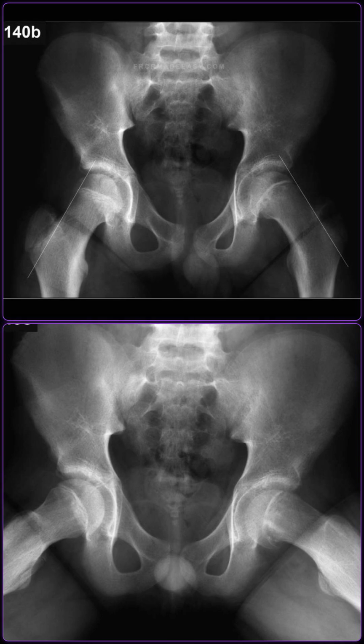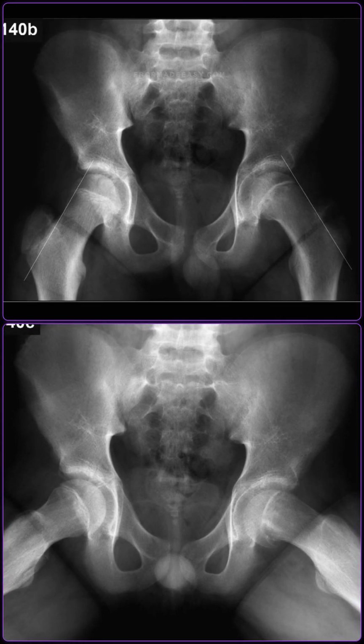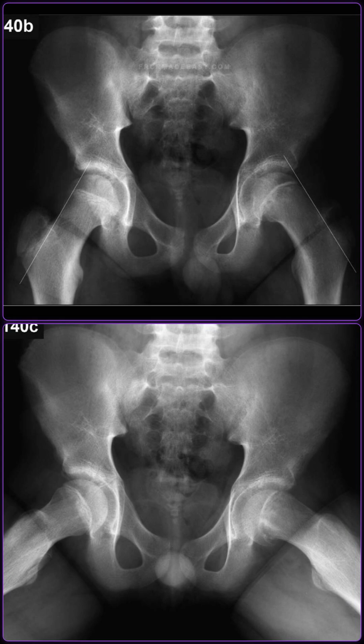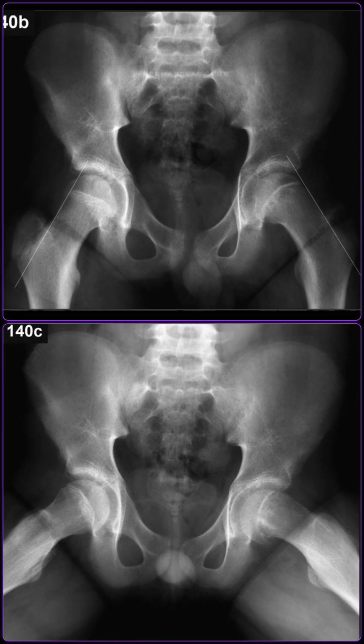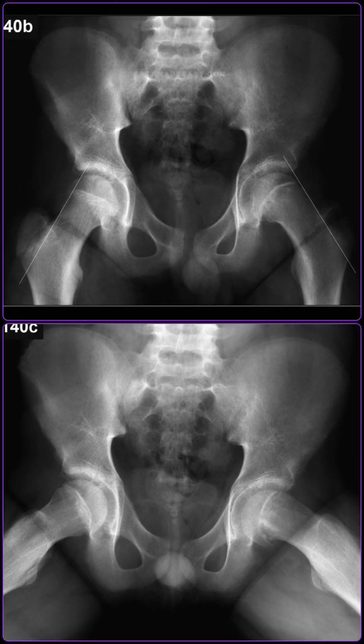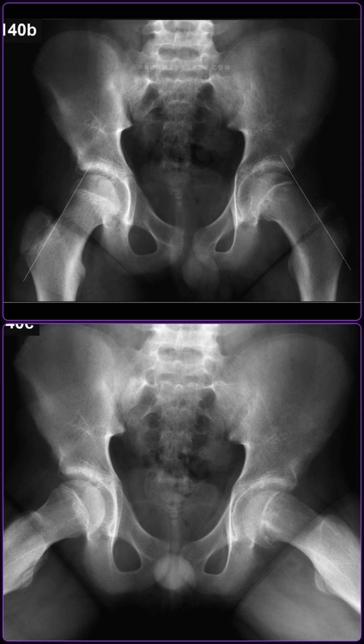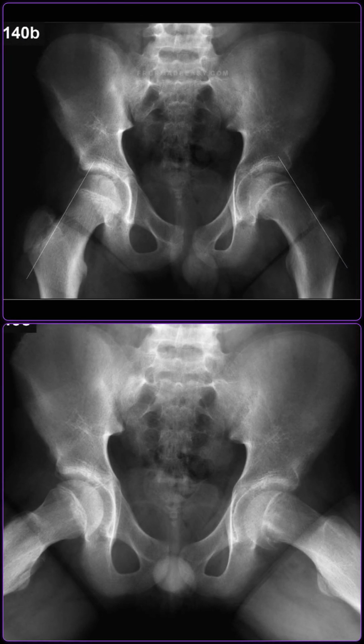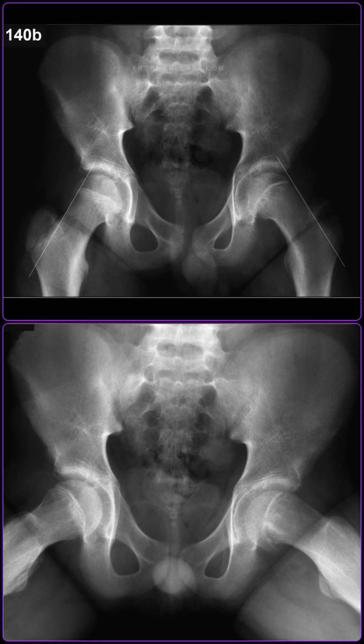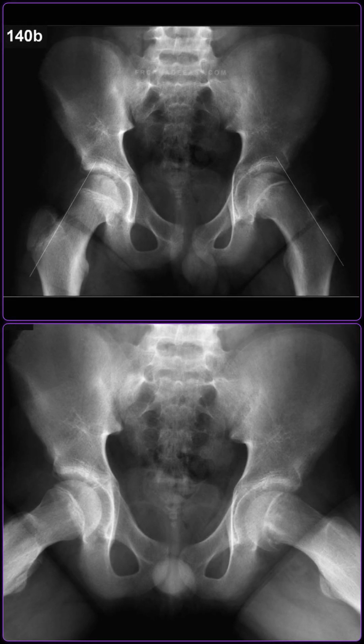Pathophysiologically, it represents an atraumatic fracture through the hypertrophic zone of the physeal plate, caused by increased shear forces during rapid growth. Patients typically present with groin or thigh pain and a limp, but a quarter of patients present only with referred knee pain. The disease is bilateral in approximately 20% of cases.